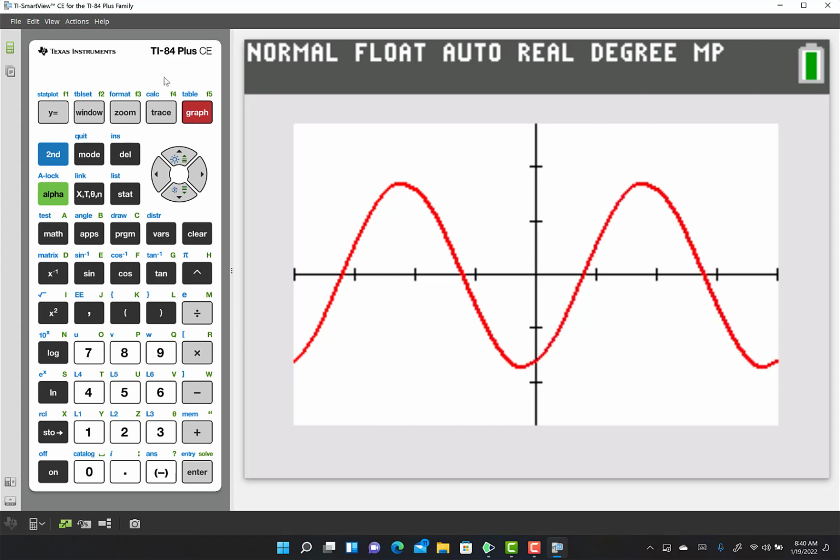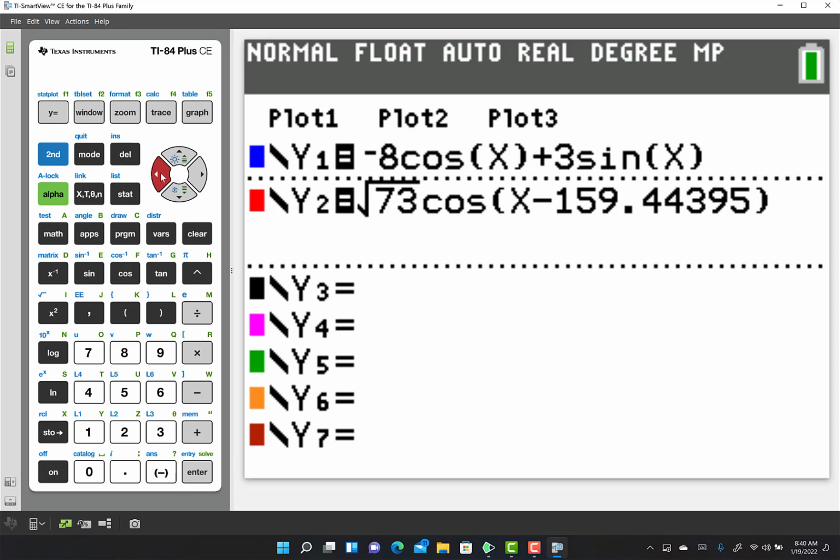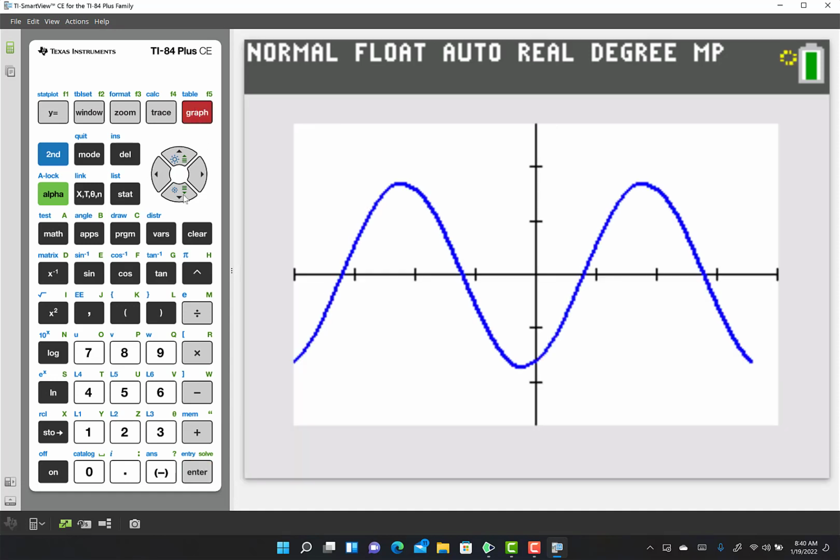Oh, it goes too fast. All right, it goes too fast, guys. Let me turn off the red one. I'll show you. I know that you guys don't have color ones, so I'll show you how to do it in a little bit. So here it is. I turned it off. I push graph. There's my blue one. So that's my y1, right?